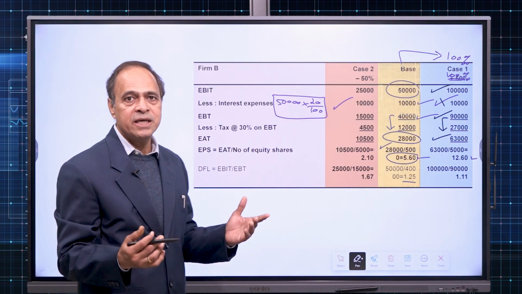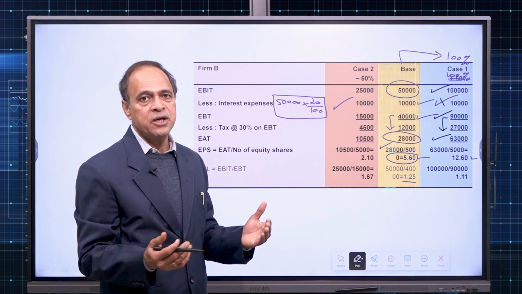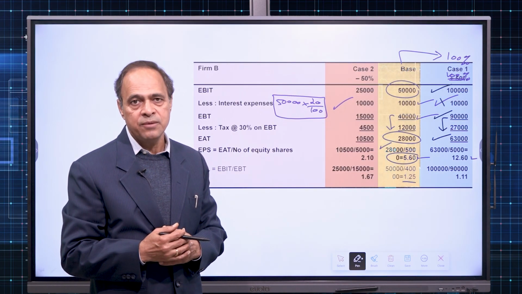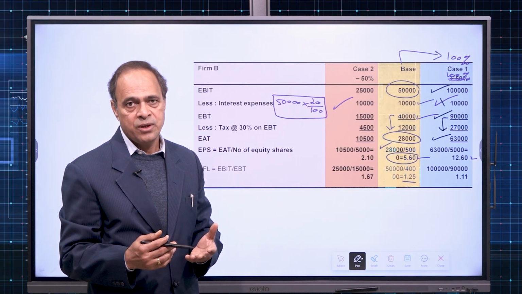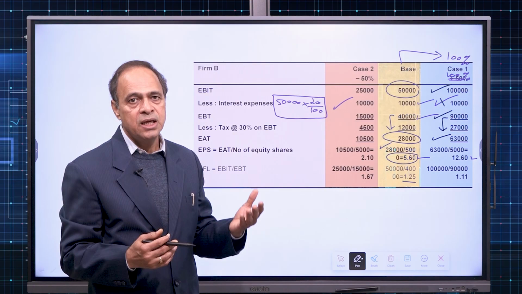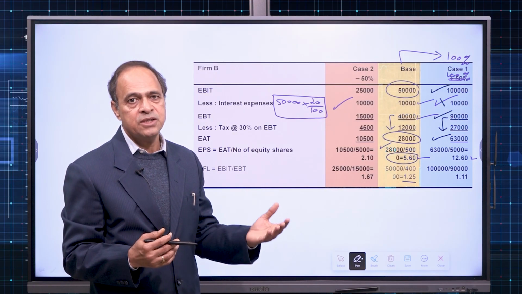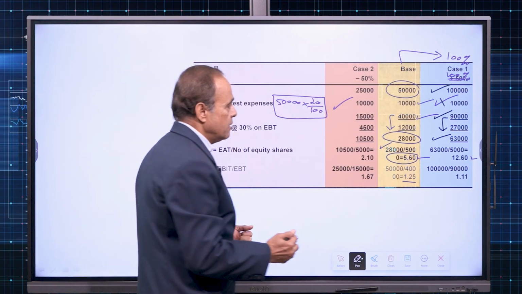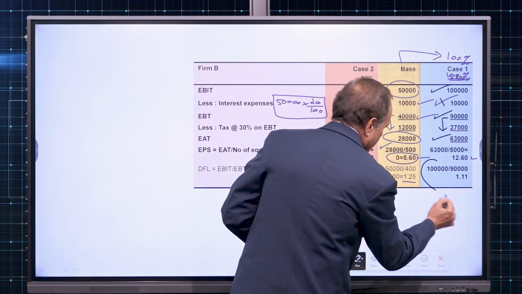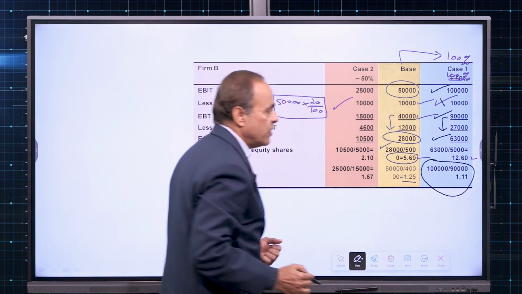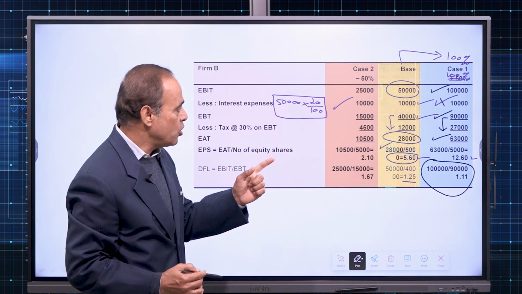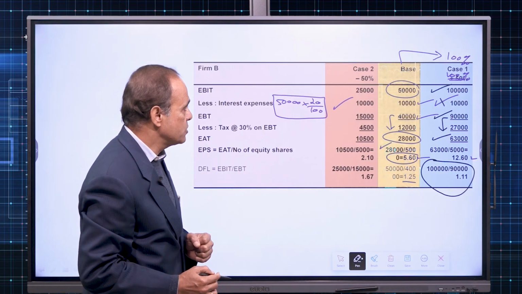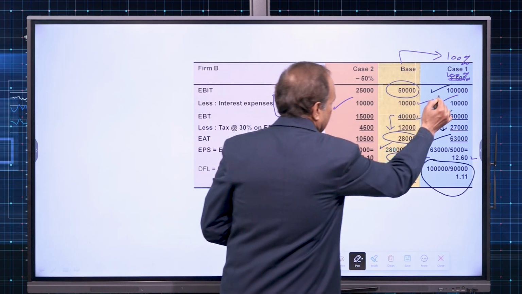So top management has to decide, if my operating profits are likely to go very high, I'll go for high leverage, else I can go for low leverage. And then again I told you, it is the risk bearing capacity of the management. Now you can see we have calculated DFL also at the 1 lakh level of EBIT. How much is my DFL? 1.11.